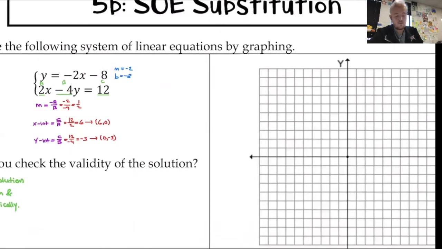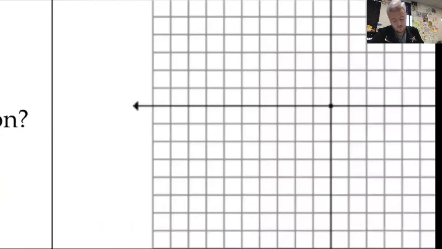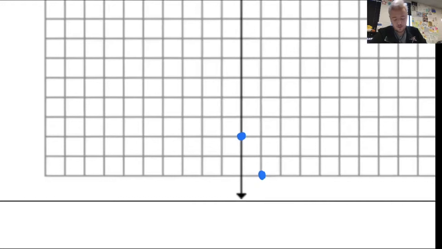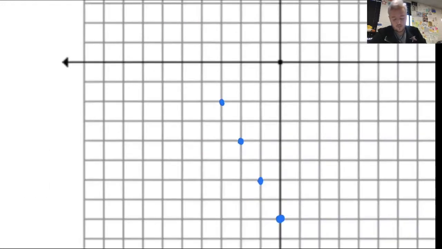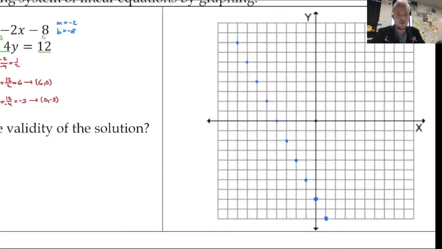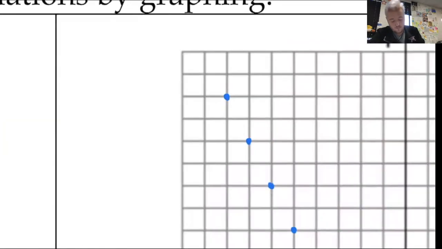All right, so I'm going to graph my blue equation. So I'm going to start at negative 8. And I'm going to do a slope of negative 2, so down 2 and right 1. I can only do 1 point, so that means I need to go the other way. So I'm going to go up 2 and left 1. So remember, with graphing, what we're looking for are those overlapping points. We want to know where those two lines are going to intersect. I can do one more.